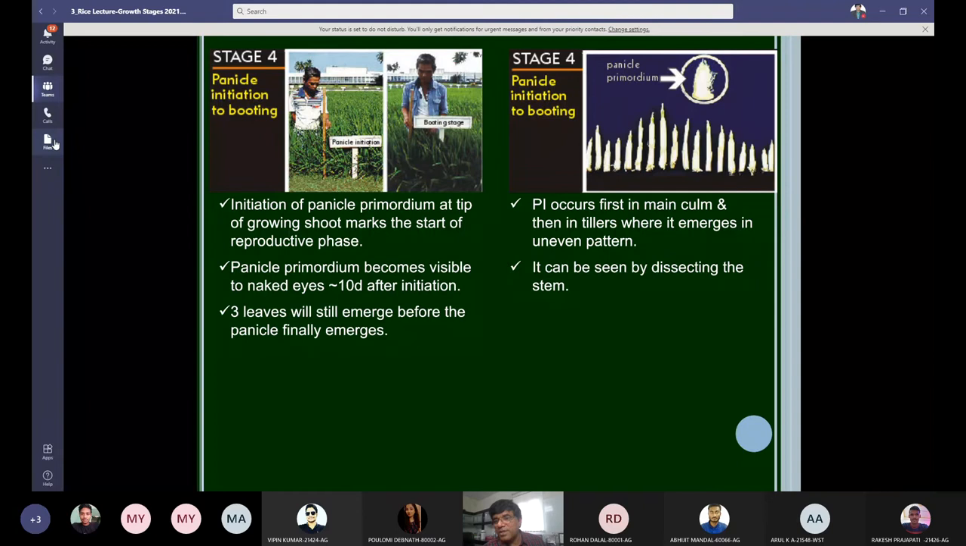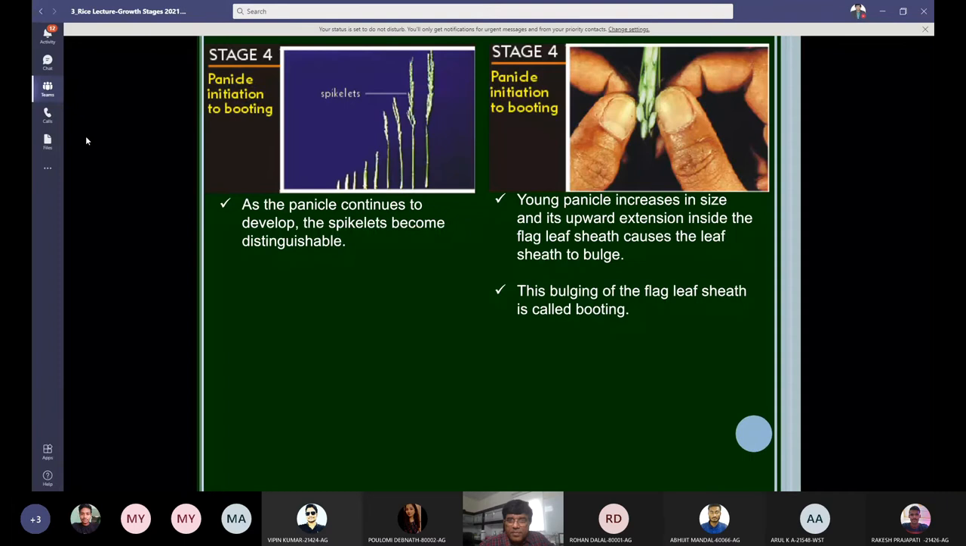Because age of the tillers are different. The primary tillers have longer age than the secondary, and secondary have more age than the tertiary. So tertiary tillers will be the last one to start panicle initiation and so on. So the one that gets late once will keep getting later. So it can be seen by dissecting the stem, this panicle primordium.